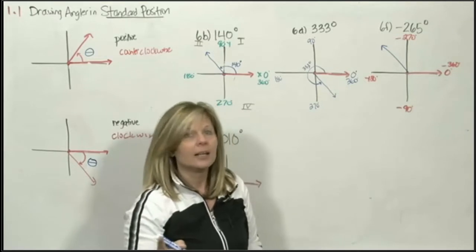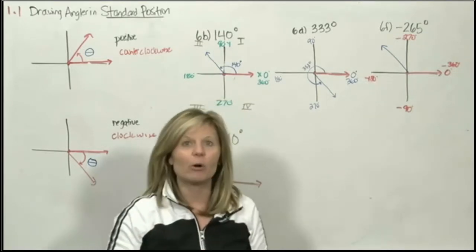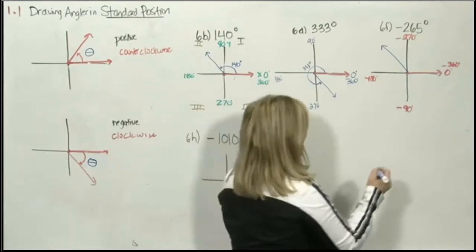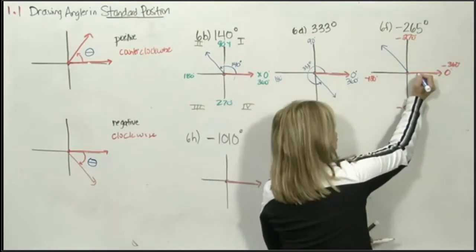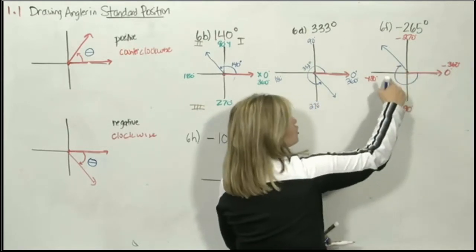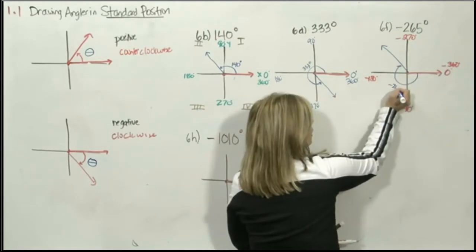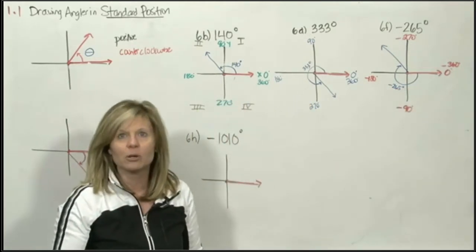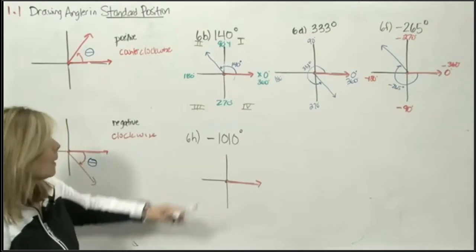Here's the key. Right now, if I look at that angle, if I don't put the arc, I don't know which way you rotate it. I don't know if it's positive or negative. So I have to put the arc. I always put the arc starting at the initial ray, going to the terminal ray. That shows me a clockwise rotation, which means that angle is negative 265 degrees. Isn't that cool? All right, let's do one more.